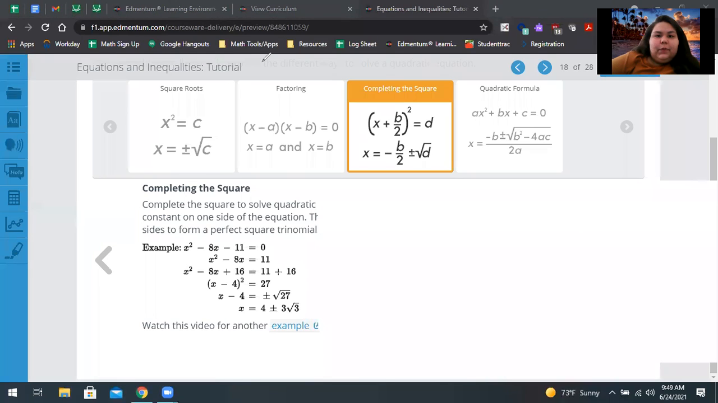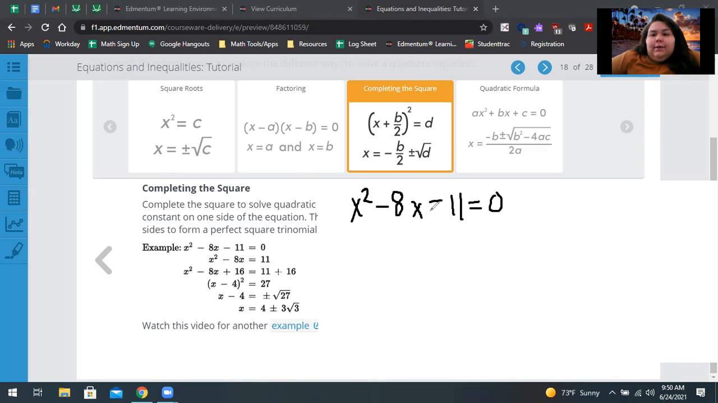All right. So we are going to start out with the equation x squared minus 8x minus 11 is equal to 0. Remember, the important part for factoring and the quadratic formula is that I want to make sure that it is equal to 0. Completing the square doesn't follow that rule. So here I want to move my constant.